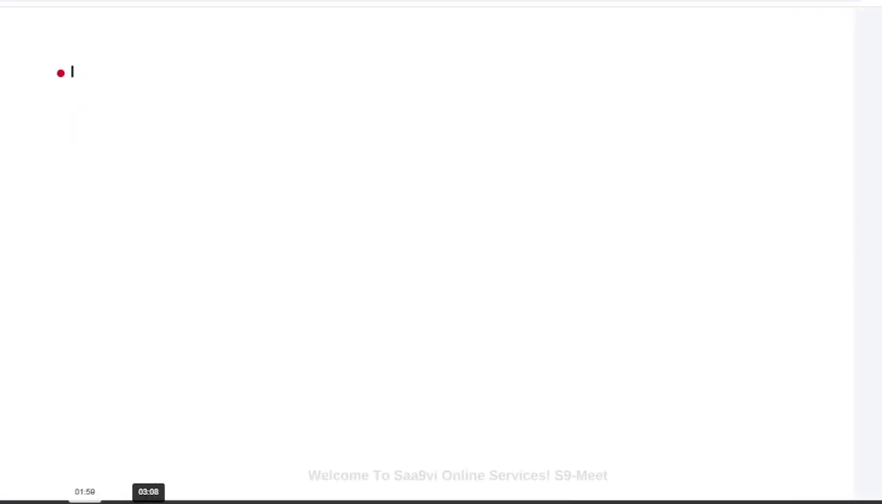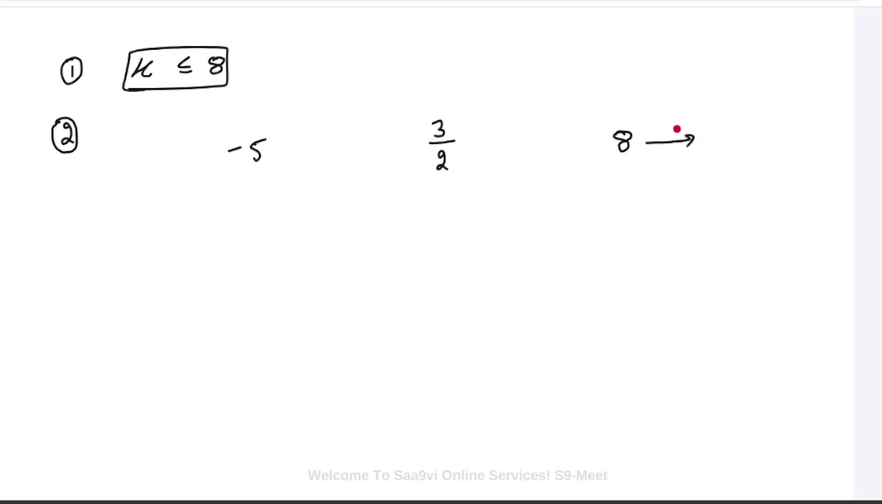The one thing which we are clear about is that x has to be less than or equal to 8. Now the second thing which we have is the two critical points as we discussed. One is going to be 3 by 2, and the other is minus 5, on the number line. We have 8 because we know it is bounded by x less than or equal to 8, so we can't go beyond it. The answer has to be either here or here. It's infinite, we can take here. Now take any value.